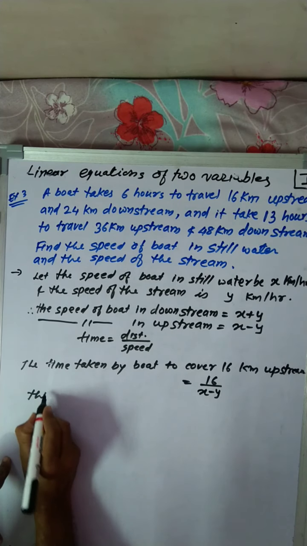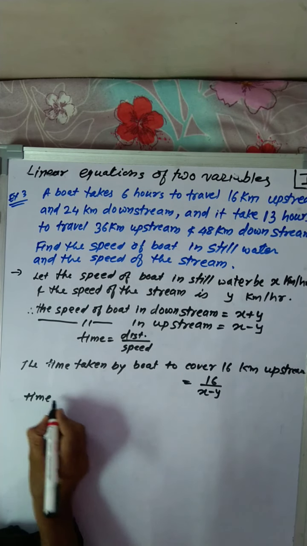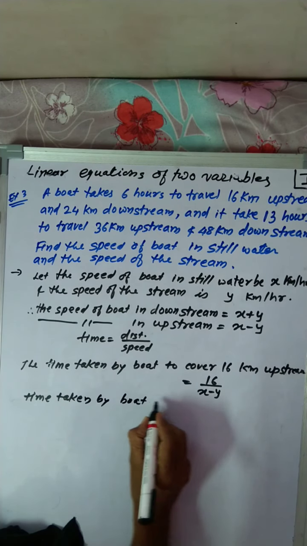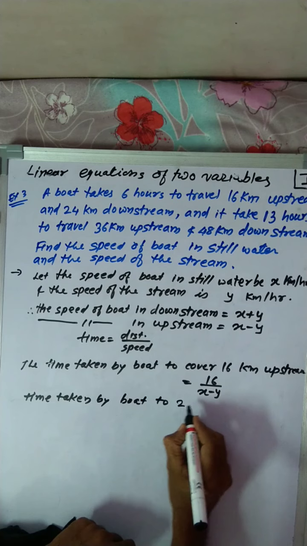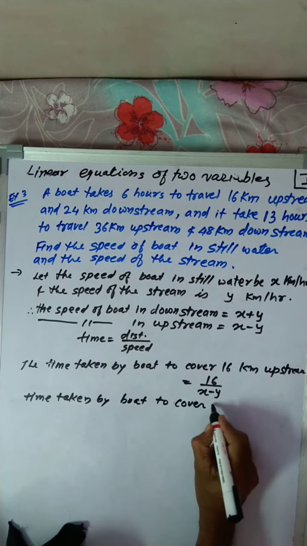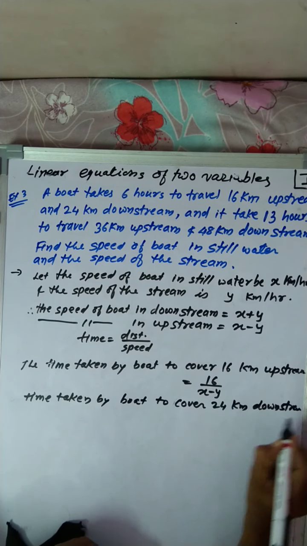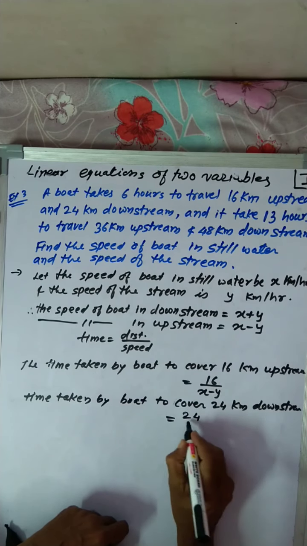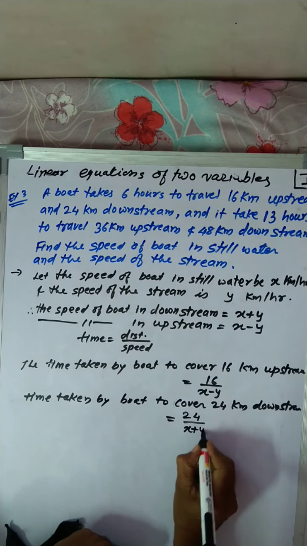Similarly, the time taken by boat to cover the 24 km downstream is equal to the distance 24 upon the speed of the boat downstream, which is x plus y.